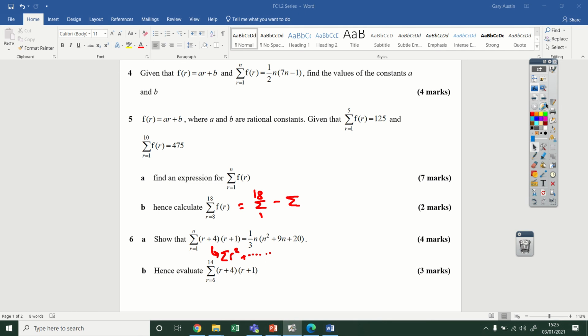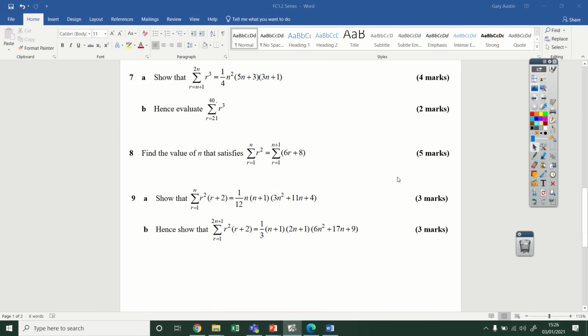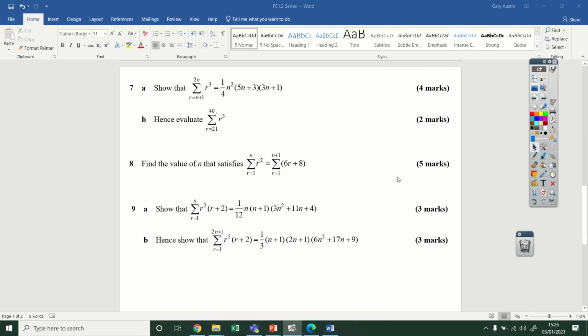Okay, moving on to the next page. A couple more to do on that side. So showing that the sum of the cubes from n plus 1 to 2n equals this on the right. That's going to be another subtraction sum, which you can then use the standard results for. Hence, evaluate r cubed adding from 21 to 40, or that's just comparing to part A, and you can figure out what value to use there.